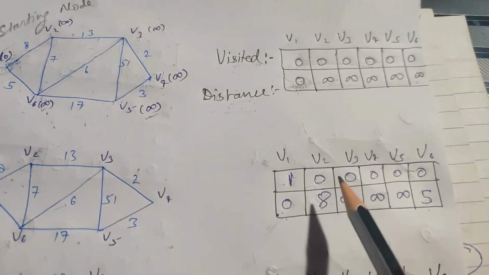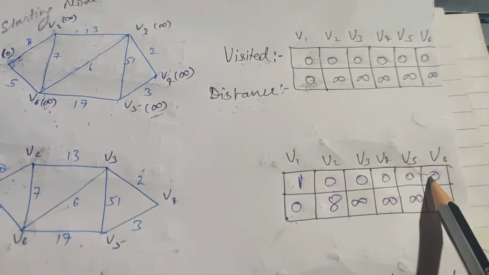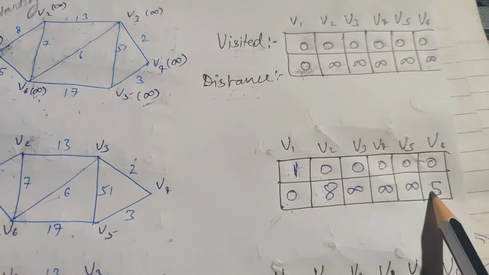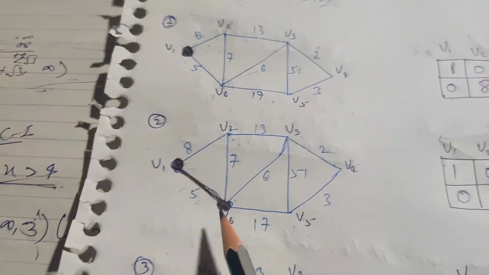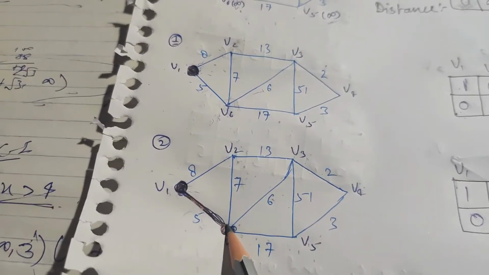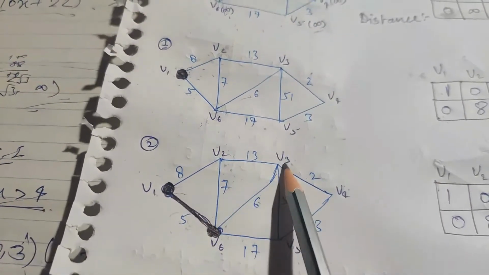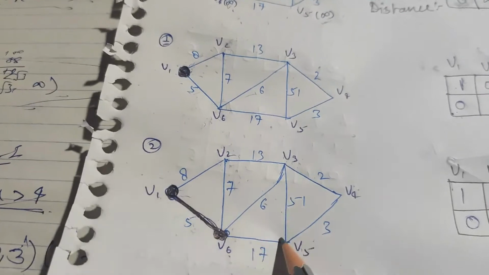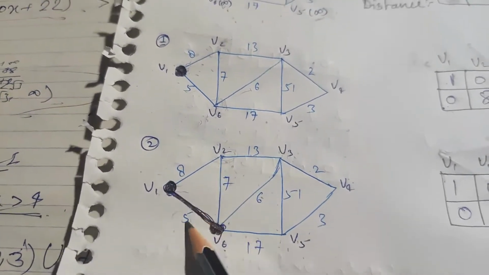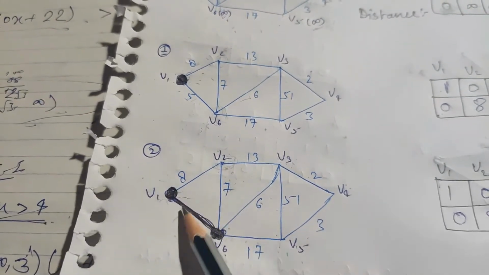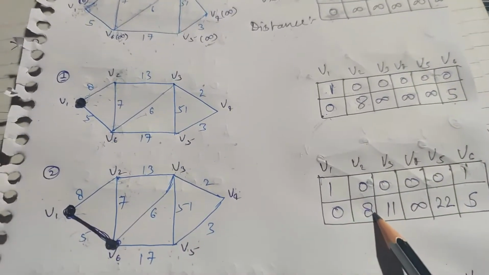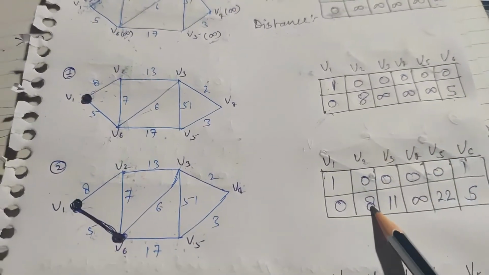Before we move to the next step, we have to select from the unvisited nodes the shortest distance. This is 5. Let us visit v6. We have visited v6. Mark the status as 1. Now, standing at v6, I will look at all the adjacent unvisited nodes: v2, v3 and v5. If I look at v2, going from v1 through v6, the distance is 7 plus 5, 12, but it is already 8, so I reject that. I have to keep the minimum here.